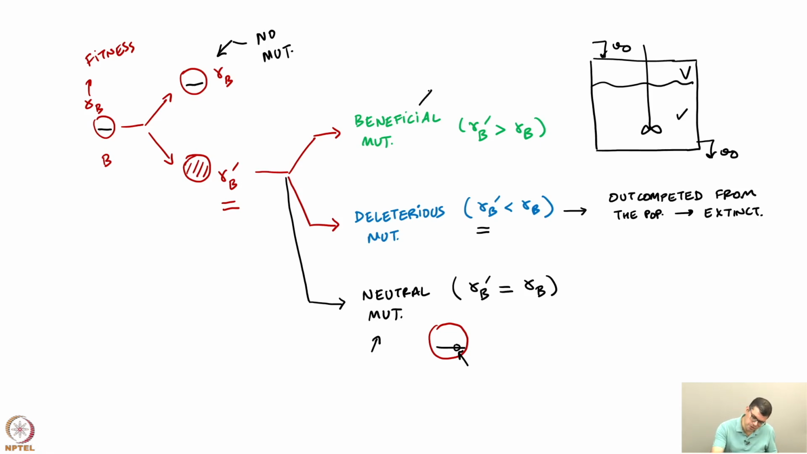Beneficial mutations obviously give rise to an individual which is growing faster than the parent population, and its fate is an interesting problem that we will look at in 2 to 3 lectures or so. And neutral mutations behave phenotypically as though they are growing at the same rate. However, the underlying genotype associated with them has obviously changed.